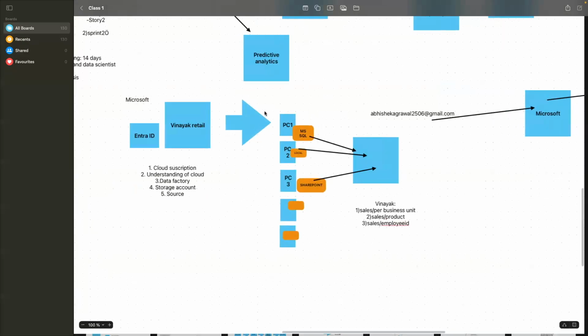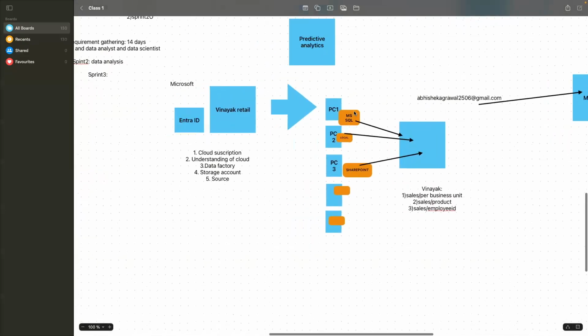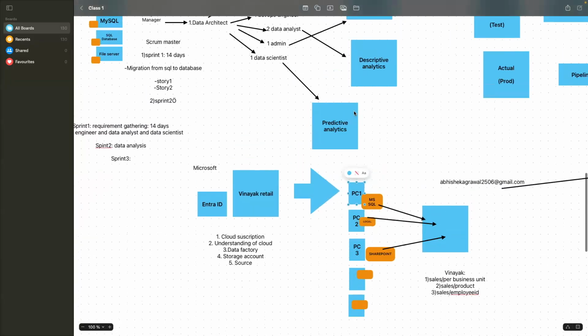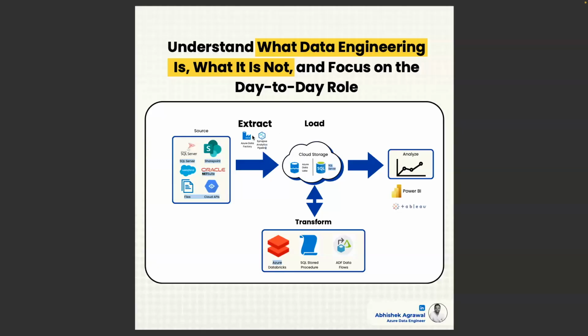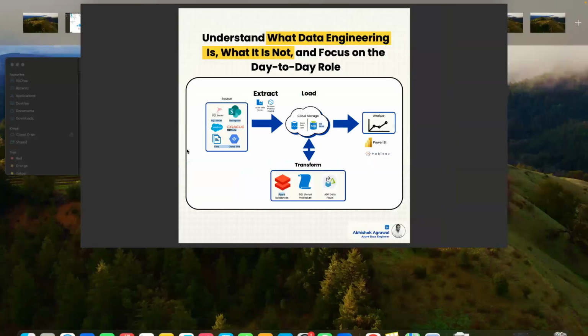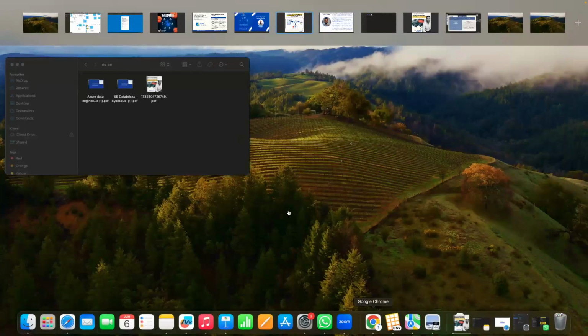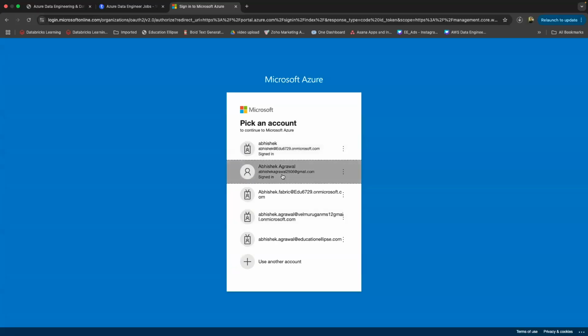Here I was taking the example of Vinayak Retail, and Vinayak Retail wants to migrate data from point A to point B, right? When you want to move the data from point A to point B, you can use a migration tool, and your migration tool, which is ideally Data Factory here, doesn't need any sort of coding. You don't need to write SQL, you don't need to write Python, and you can do the migration here by using a code-free tool, which is the Data Factory tool. So here you don't need to write any code, and then you can migrate.